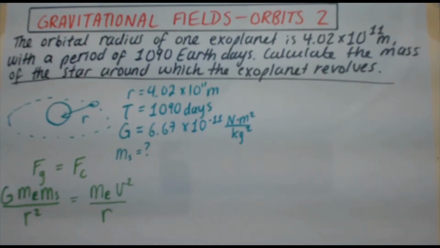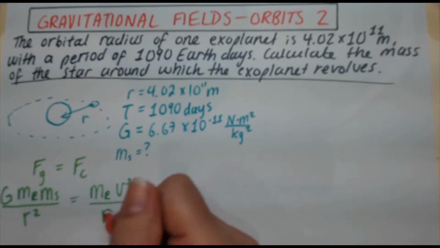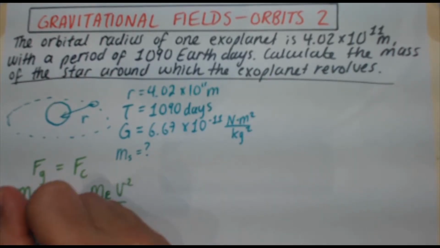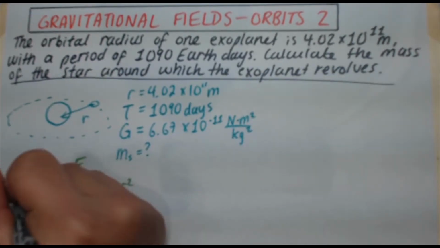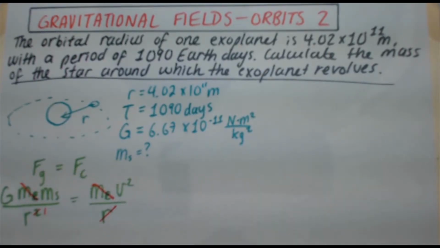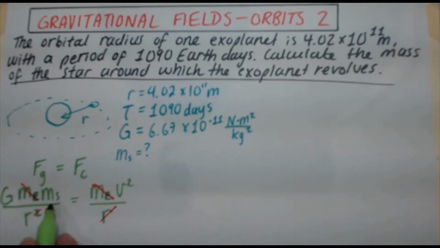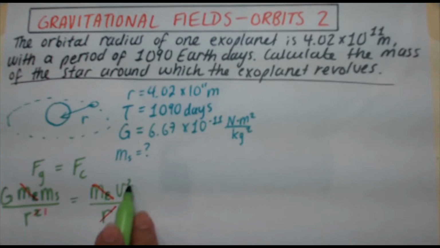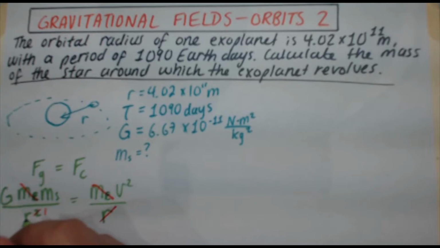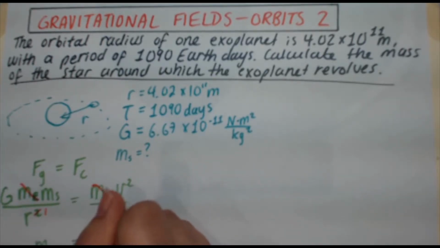Some nice cancellations happen at this point. We can cancel out this r with one of these, and we can cancel out the mass of the exoplanet on both sides, which is nice because we weren't even given that information in the problem. We need to solve for ms, so we multiply r to the right and divide G down to the bottom. We get ms is equal to v squared r over G.